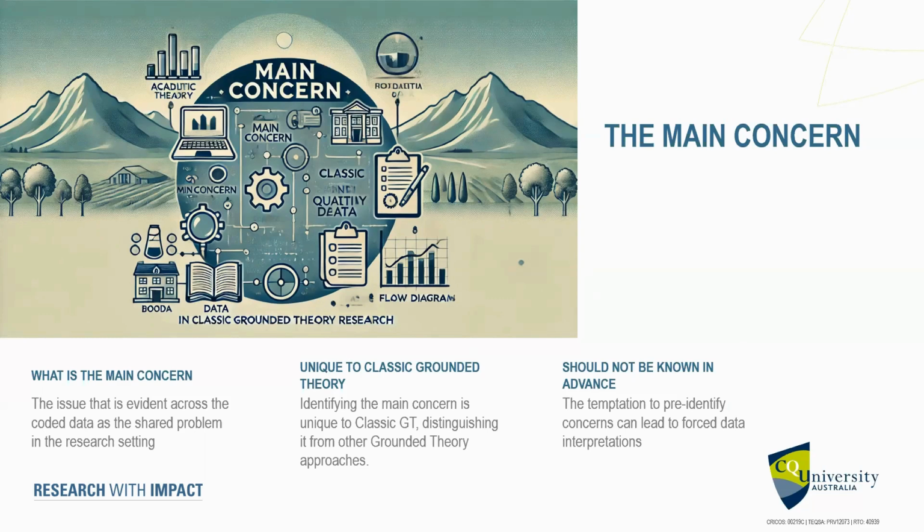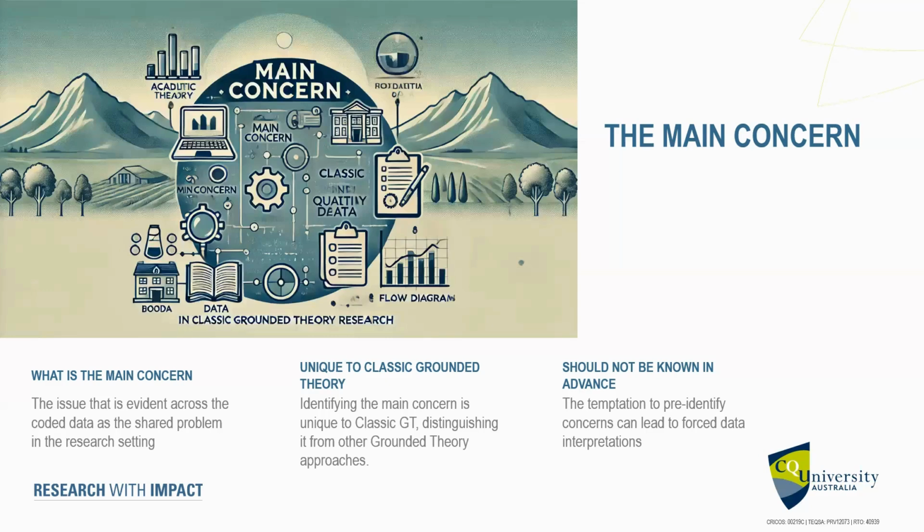Little did I know. The main concern is identified as the issue that is evident across the coded data as the shared problem in the research setting. Put simply, it's a core issue shared by participants which needs to be resolved. Identifying the main concern is unique to classic grounded theory, distinguishing it from other grounded theory approaches.